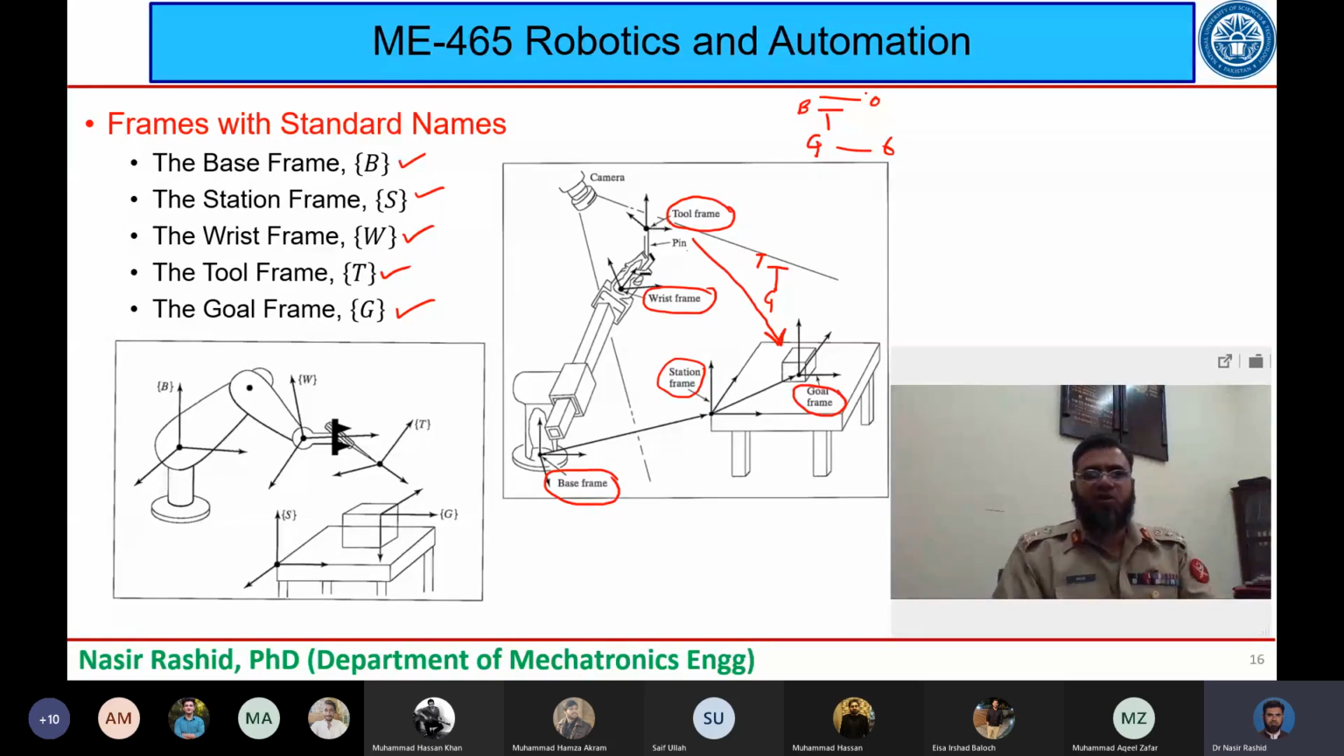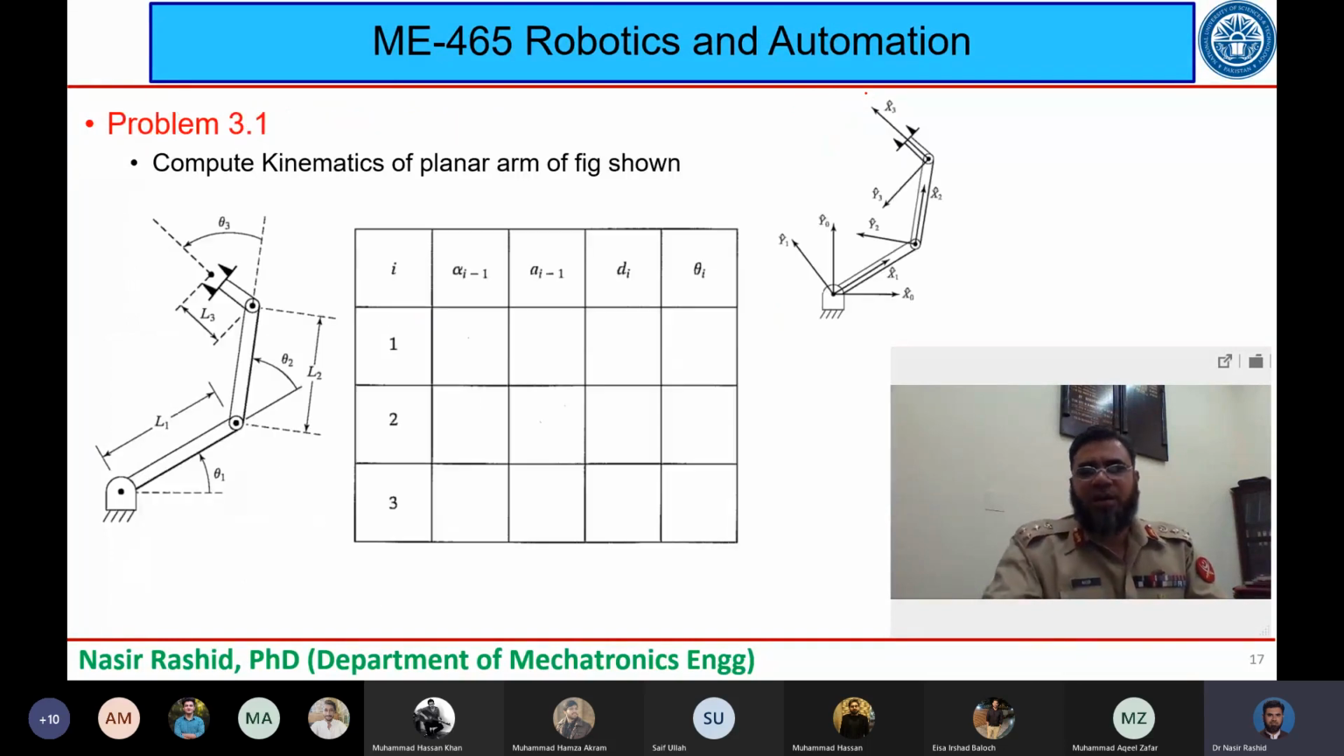So if you come across a wrist frame or a tool frame or a goal frame, you should be able to comprehend what frame we are going to talk about. Okay, so let us now move forward and see how we can compute the kinematics of a planar arm. This planar arm, you have already seen this planar arm.